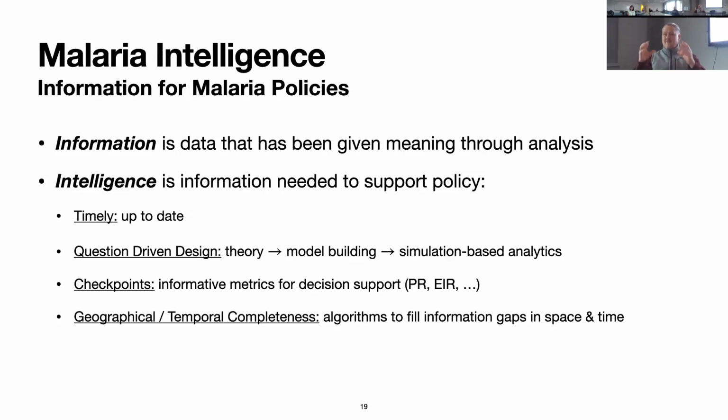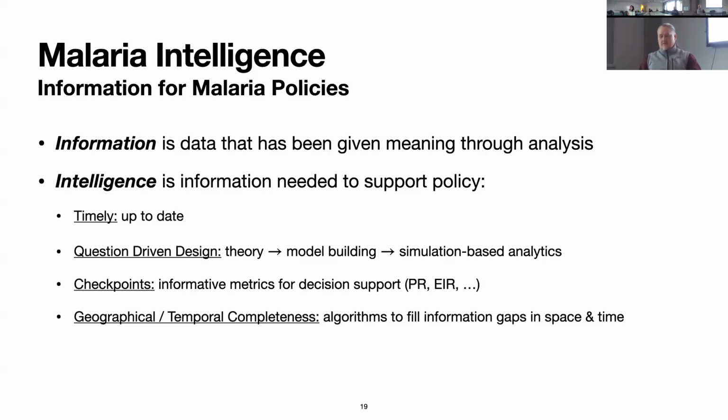So we had to fill in the gaps and give names to things, or borrow other people's names for things and give them new definitions, so that we could describe accurately what it was we were doing. And one of those terms that's become indispensable is this idea of malaria intelligence.